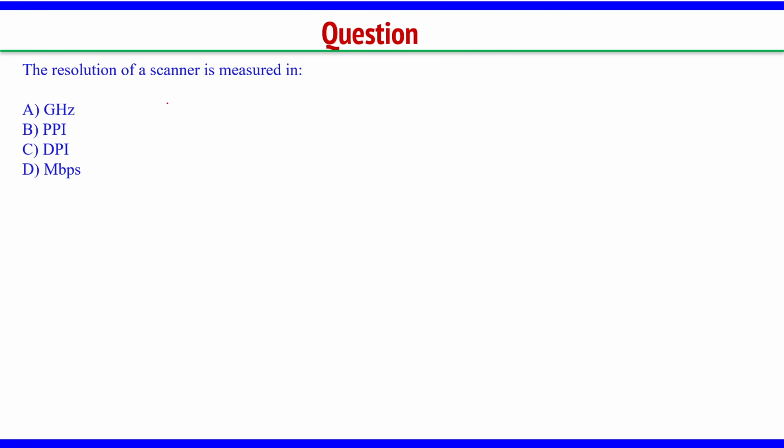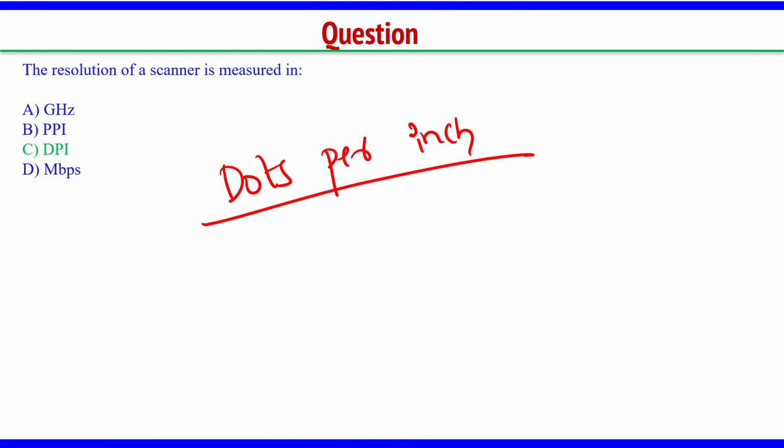The resolution of the scanner is measured in which one? GHz, PPI, DPI, Mbps. You know Mbps is for speed, internet speed. Gigahertz is for the data thing, right? So DPI and PPI are there, so it should be among them. So it is DPI, dots per inch. Dots per inch is the full form of DPI.